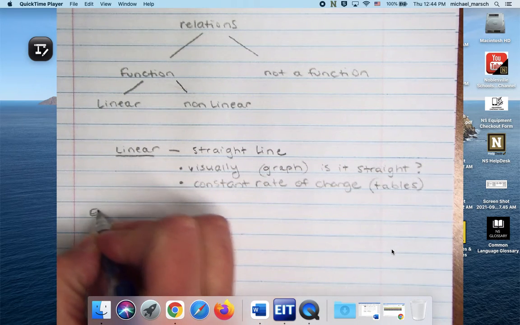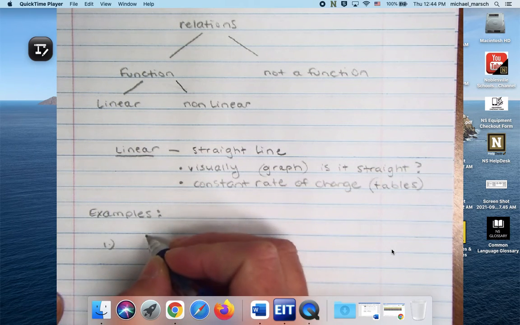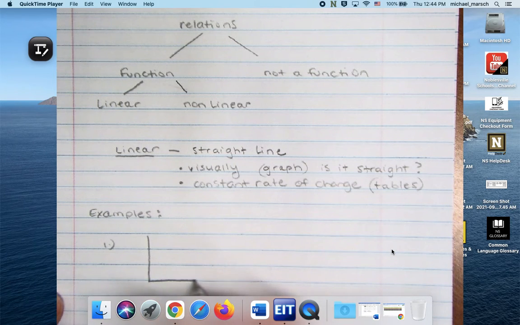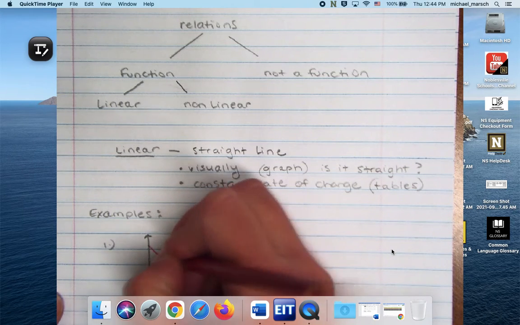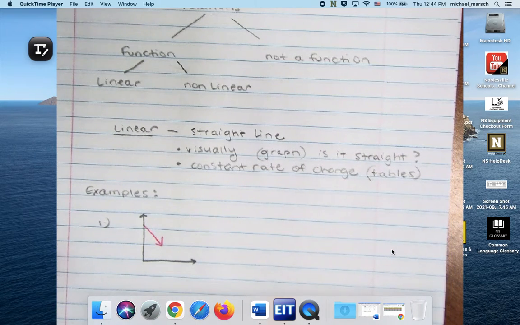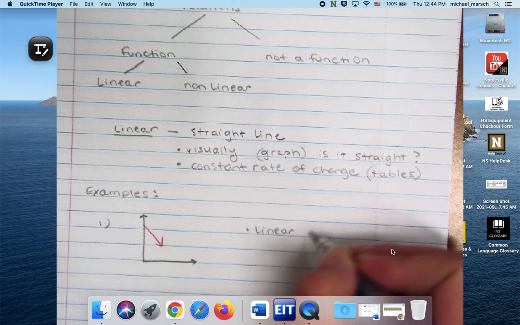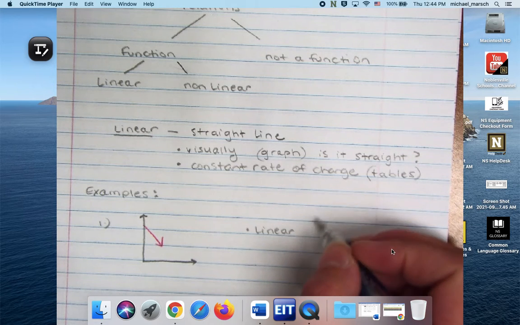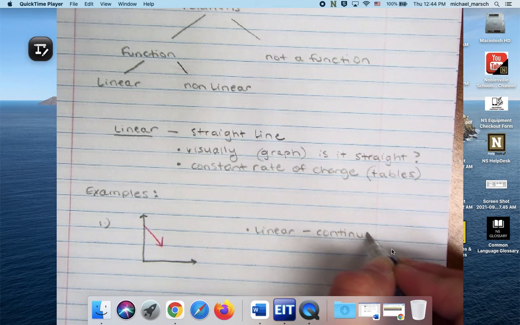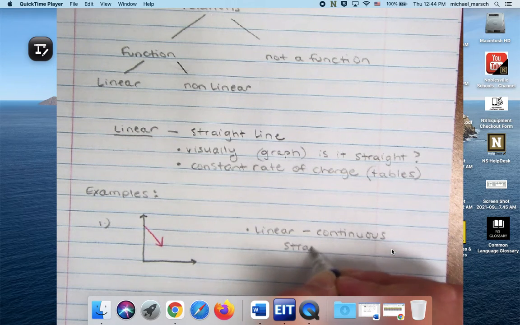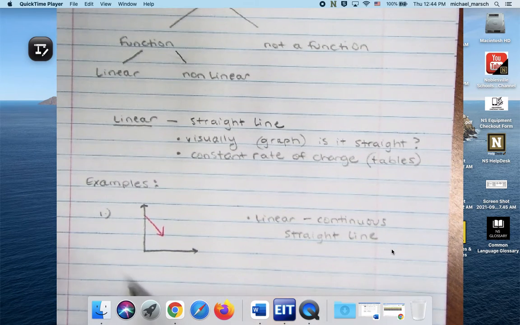So we're going to do some examples of graphs first. We have a continuous straight line, so that makes this linear.